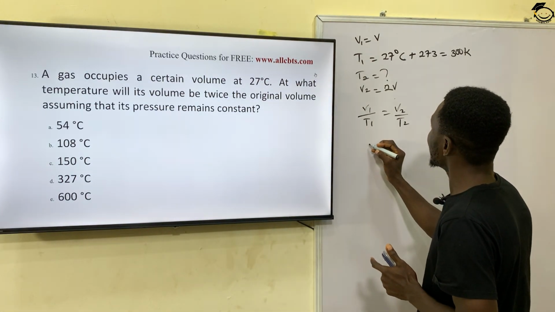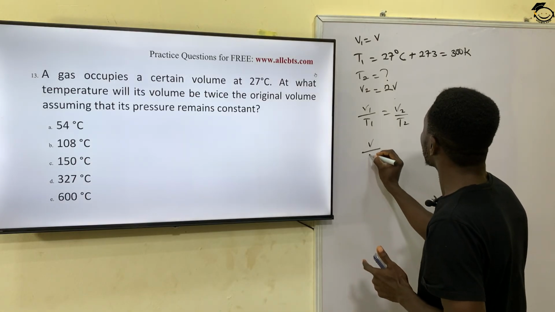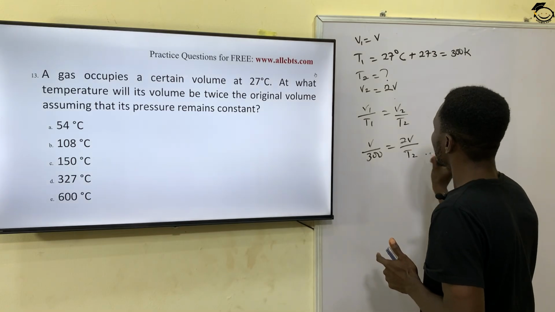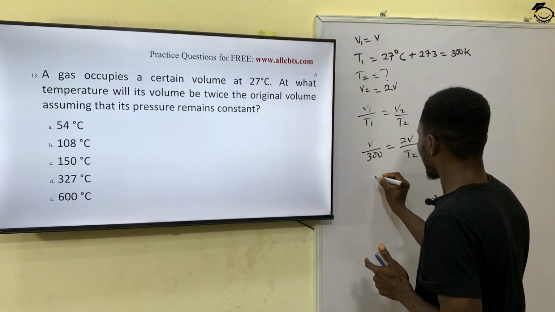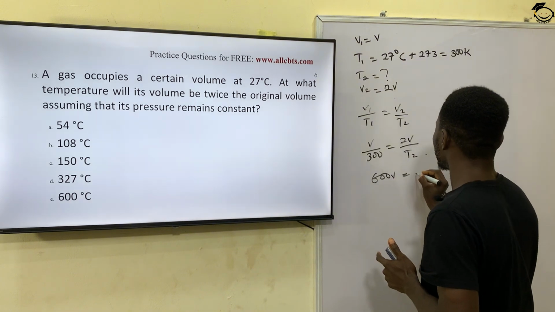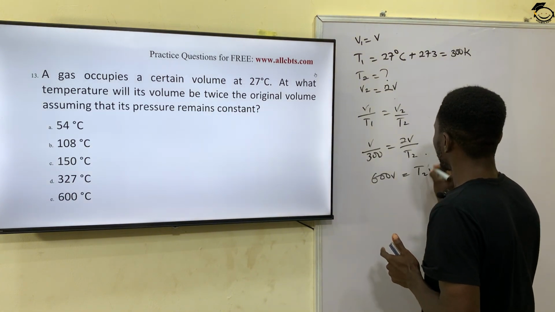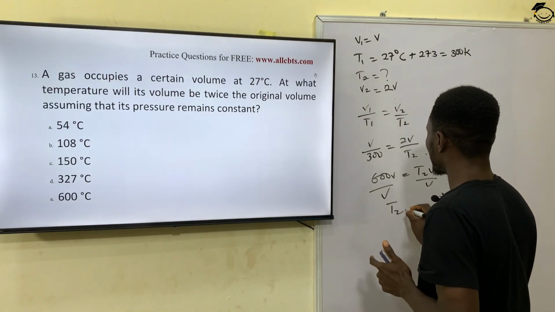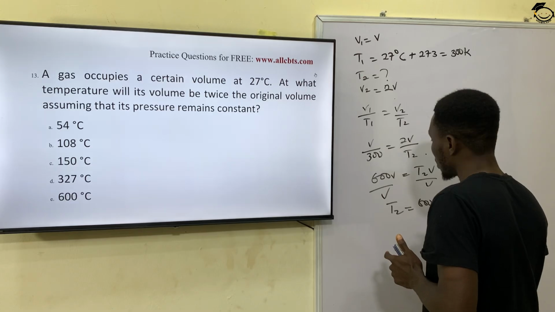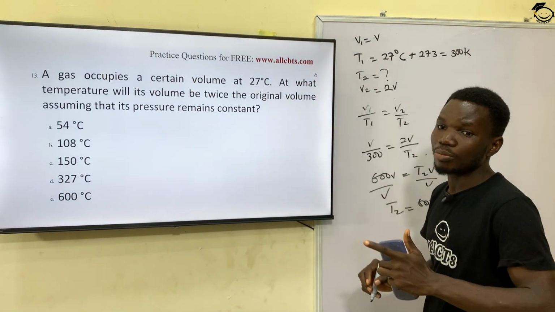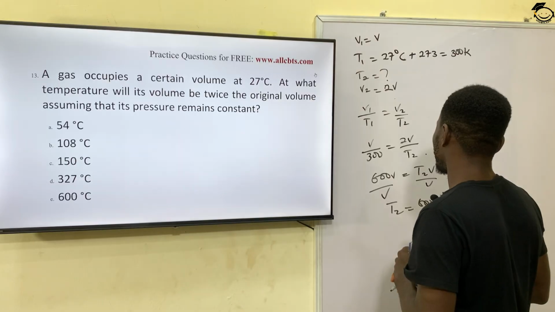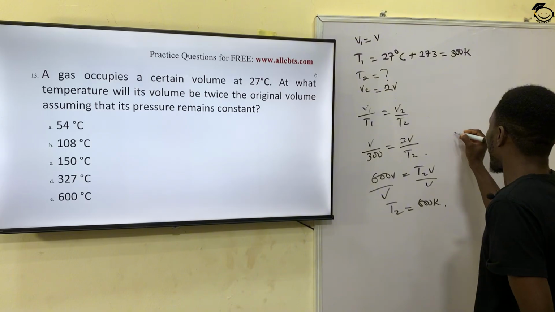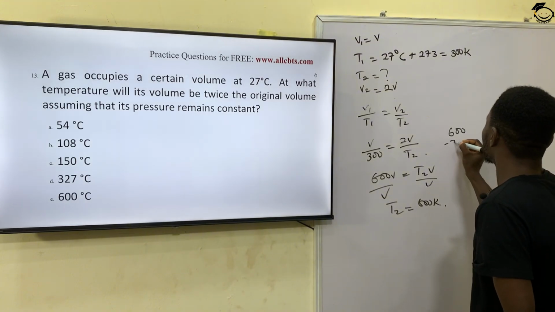So all you have to do here is input the values. So we have V over 300 equals 2V over T2. So if I cross multiply here, I'll have 600V equals T2V. So I divide both sides by V. It means that my T2 is 600 Kelvin. But if you look at our options, all the options there are in degrees Celsius. So in order for me to convert this to degrees Celsius, I simply subtract 273. So I have 600 minus 273.